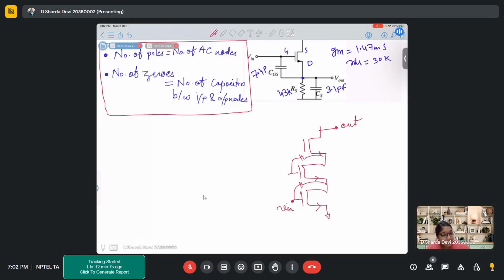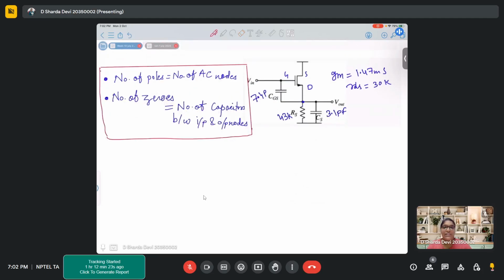But since these points are not your output points and they're not connected between input and output, you won't be seeing any zero. In this particular case, between your input and output, you have one capacitor connected. So that particular capacitor will give you a zero. And what is the value of that zero? Again, zeros are also calculated by 1 upon RC at that particular node.